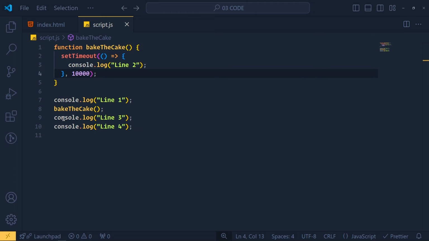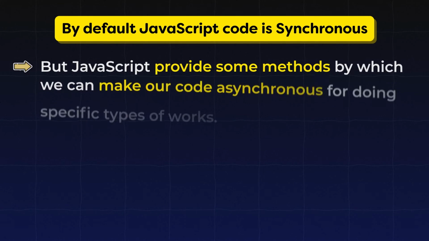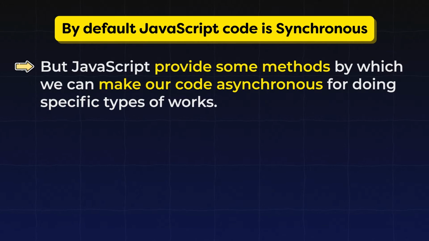So this is the non-blocking or asynchronous code. Synchronous code waits for line 1 to complete execution, and asynchronous code waits for that line in the background and continues to work forward. By default, our JavaScript code is synchronous, but JavaScript provides some methods by which we can make our code asynchronous for doing specific types of work.